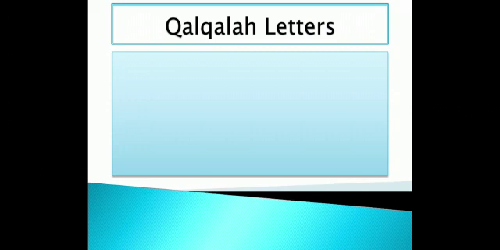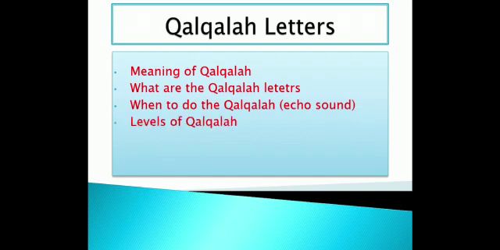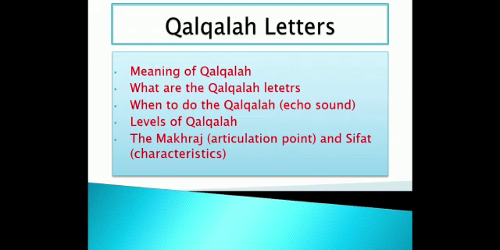In this video you will learn the meaning of Qalqala, what are the Qalqala letters, when to do the Qalqala, the levels of Qalqala, and the makhraj, the articulation point, and the sifat, the characteristics of the Qalqala letters.